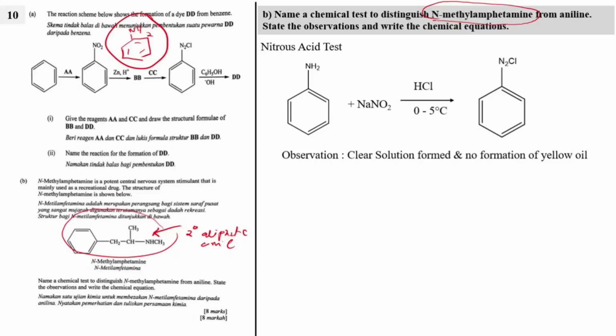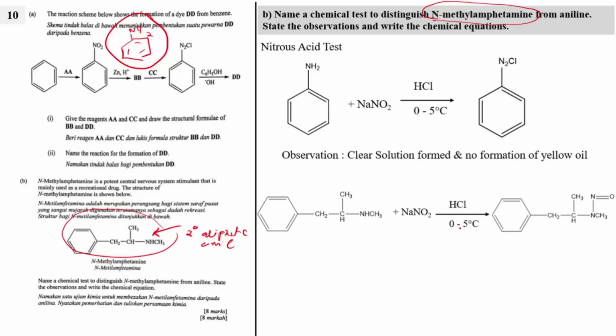Okay, meanwhile for the N-methylamphetamine, when you use the NaNO2, HCl at 0 to 5 degrees Celsius, what you're going to produce is a nitrosamine. Okay, so this part here, NH, will be bonded with N double bond O, and this is going to produce a yellow oil. Okay, so for observation, you're going to say that the yellow oil is being formed. So there's going to be one negative result, and then there's going to be one positive result. And this is how you differentiate them.